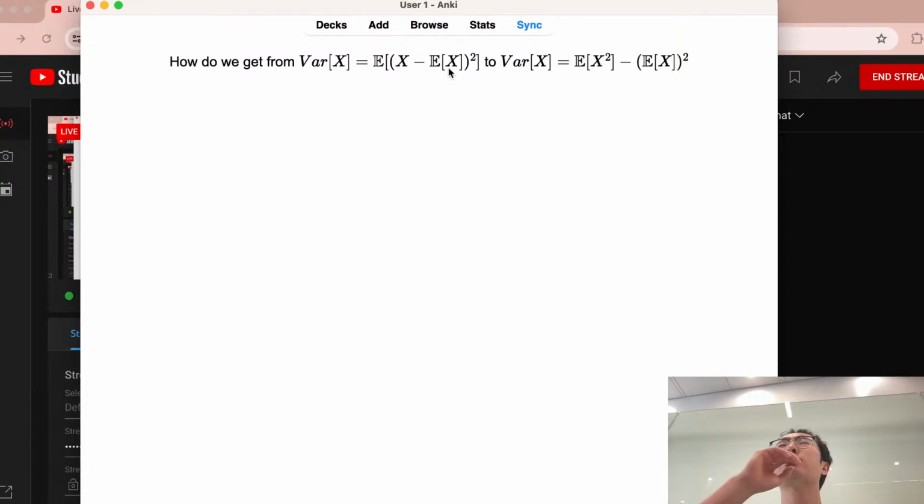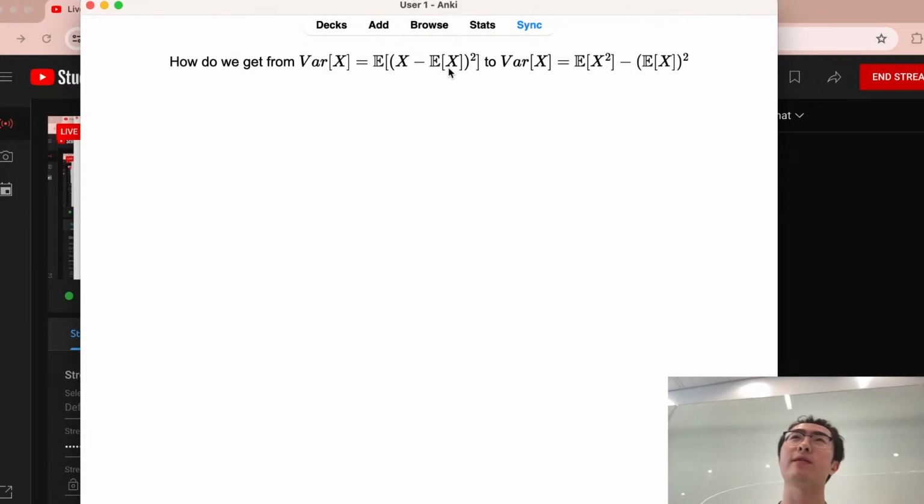So then you have the expectation of x times the expectation of x. Expectation of x is a scalar, so it stays the same. So that becomes minus 2 times the expectation of x squared. And then you add the expectation of x squared, so you have expectation of x squared minus expectation of x squared. Oh my god, okay.